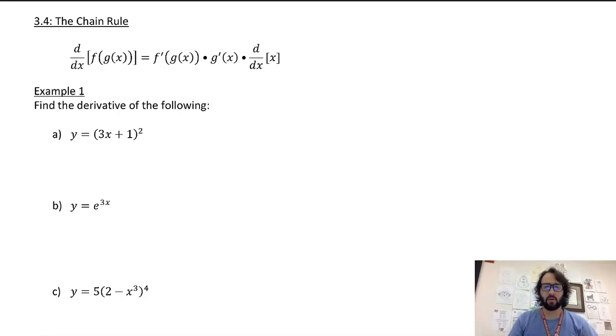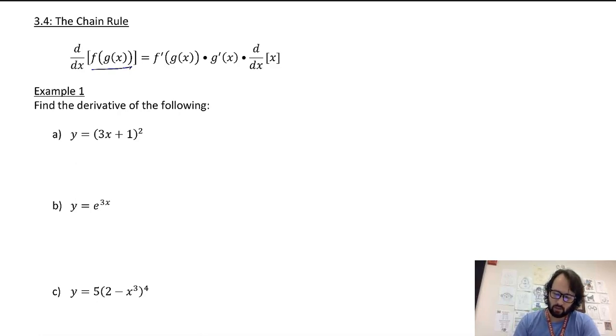So today we're going to be talking about the chain rule. It's one of the last kind of derivative rules that we need to know moving forward, and it's also one of the most important. So the chain rule essentially says that if I have a composition of functions, I take the derivative of the outermost and work my way to the innermost, multiplying all the while.